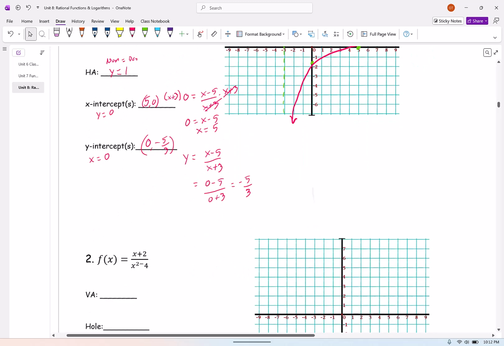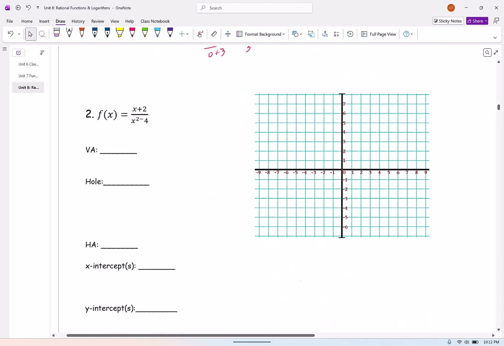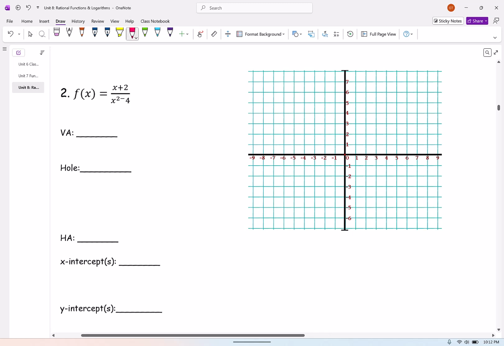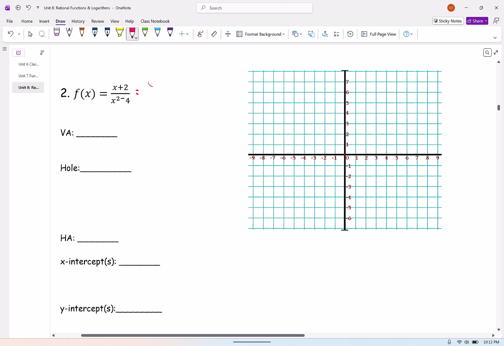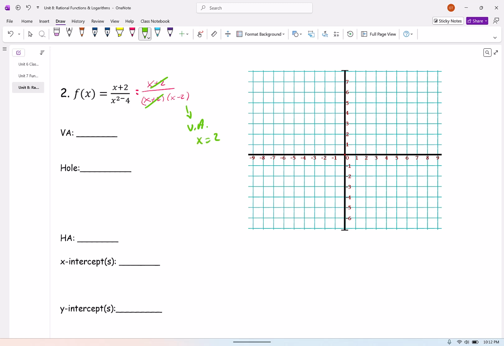All right, so we got another example here. It's our last one. I could see that I'm going to have a term x plus 2 on top. I got the difference of perfect squares, so this is going to be x plus 2 times x minus 2. Because of that, I'm going to have two terms that cancel out. I have one term that's left over, so this is going to be my vertical asymptote, x equals 2.